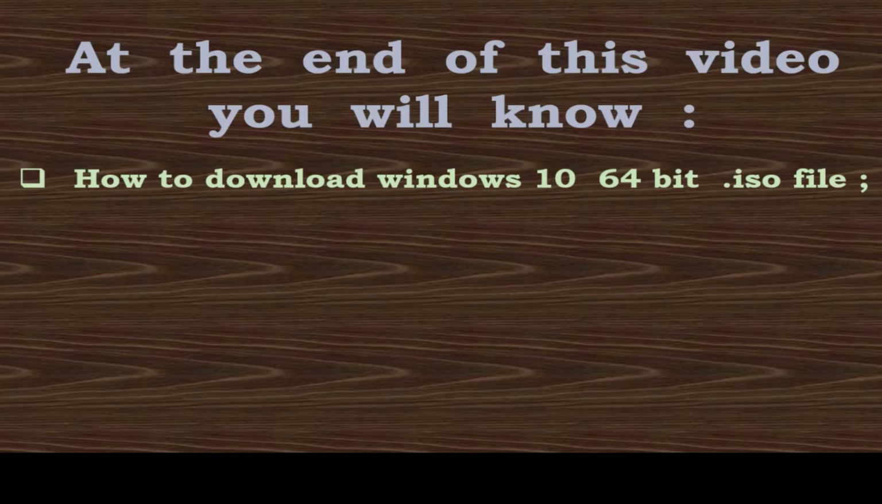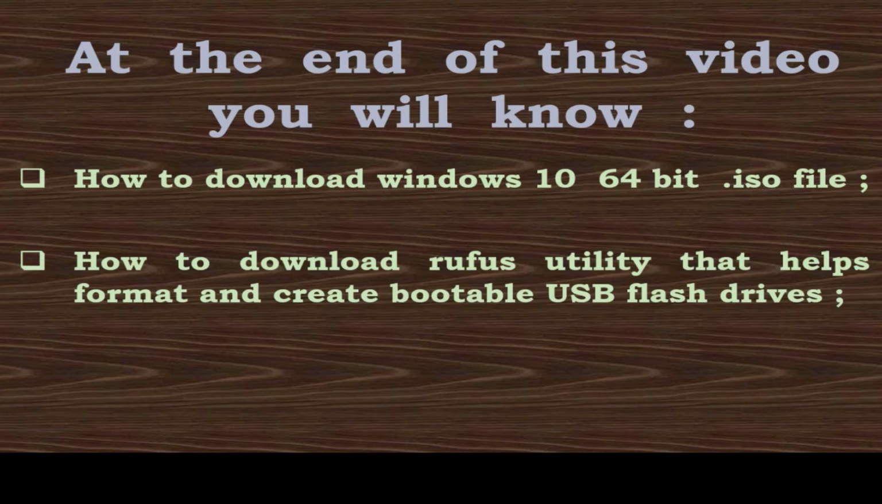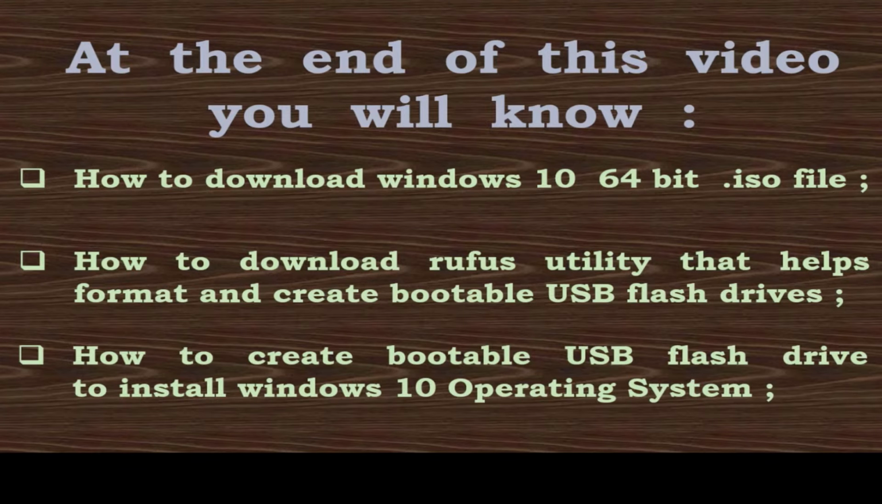Hi and welcome. At the end of this video you will know how to download Windows 10 64-bit ISO file, how to download Rufus utility that helps format and create bootable USB flash drives, and how to create bootable USB flash drive to install Windows 10 operating system.